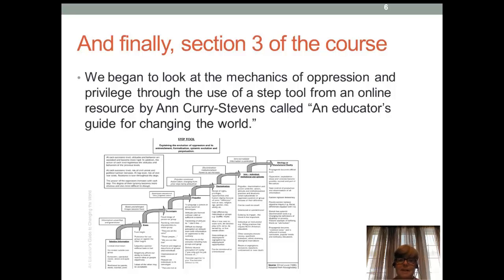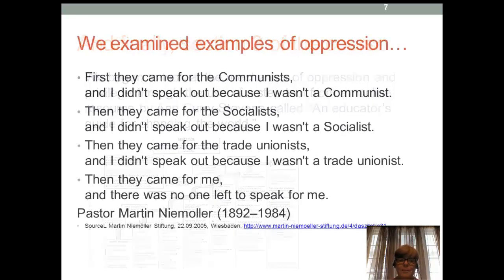And finally, Section 3 of the course. We began to look at the mechanics of oppression and privilege through the use of a STEP tool from an online resource by Anne Curry Stevens called An Educator's Guide for Changing the World. We examined examples of oppression. For example, we looked at this piece of writing by Pastor Martin Niemöller.